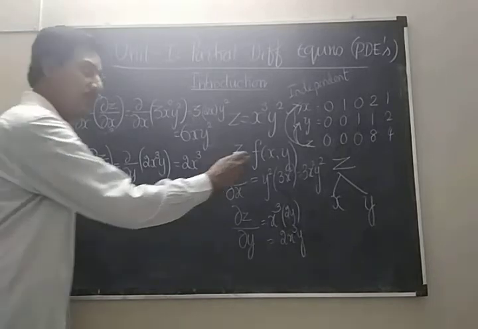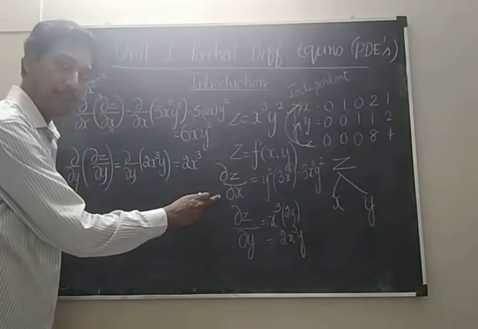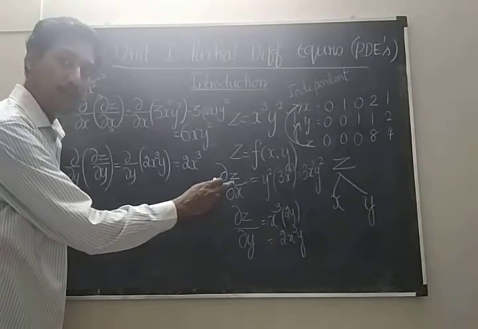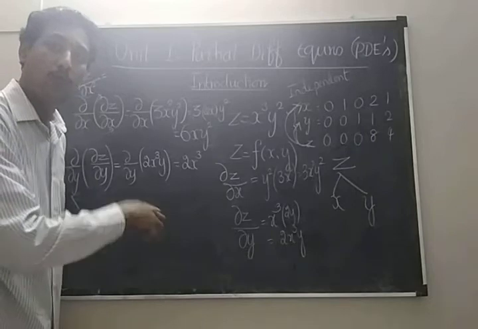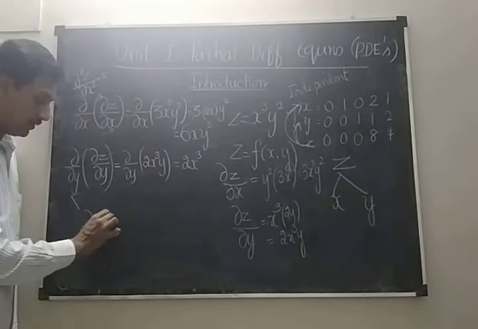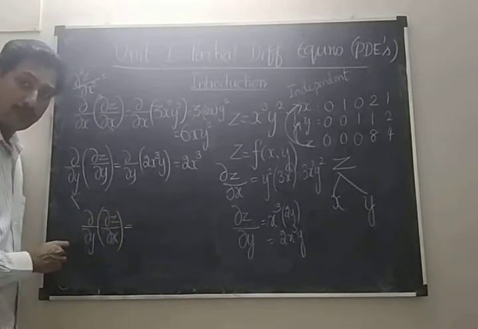This is differentiated first time with respect to x. I want to take the same, but this time I would like to differentiate this with respect to y. So what's the meaning of that? ∂/∂y of ∂z/∂x. What is ∂/∂y of ∂z/∂x? So what's the meaning there?